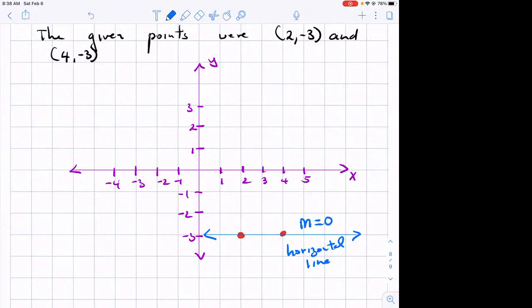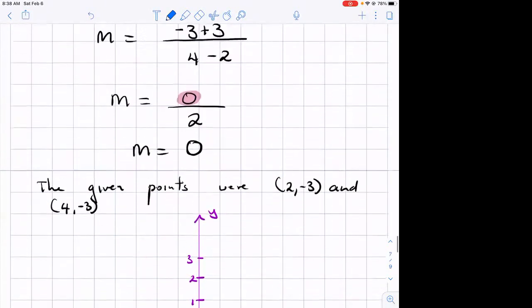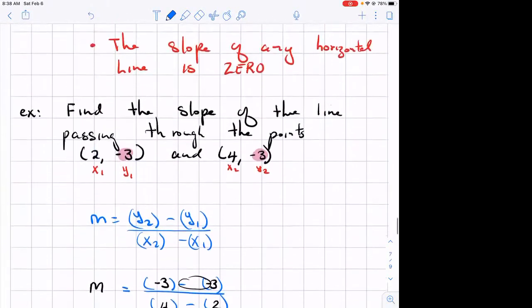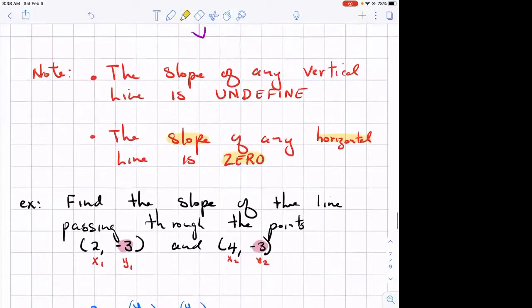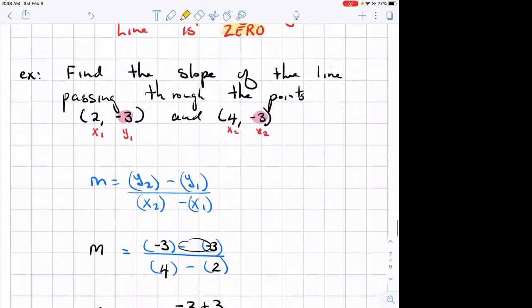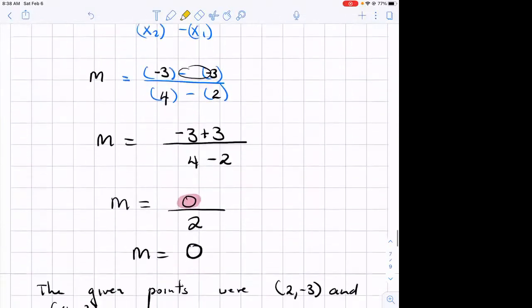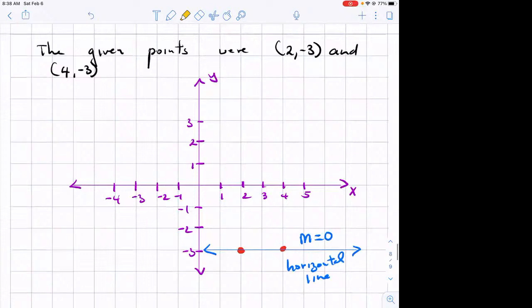So the slope of any horizontal line, okay, any horizontal line, slope, horizontal, 0. Slope of any vertical line is undefined. Okay? And we did this algebraically or geometrically by the picture.